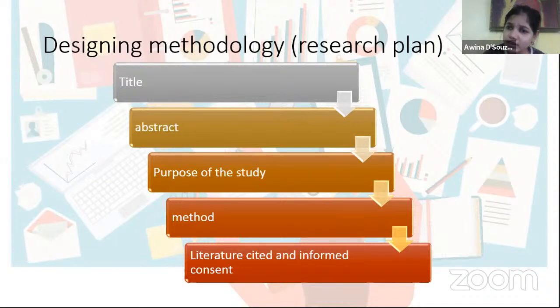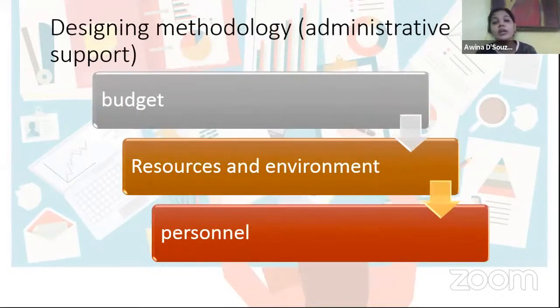And once this method is done, you have literature cited and informed consent. So you take the literature, whatever evidence you've got from whichever sources, and then informed consent from the person whom you're going to take the study on. So when you're doing a study, you have to check out these other things from external sources. This is more of the administrative support that you need while you're conducting a study.